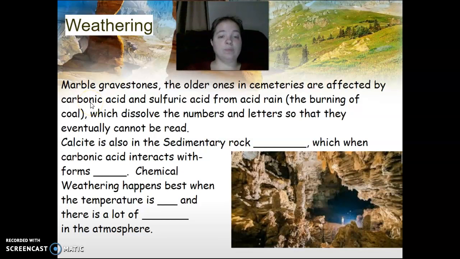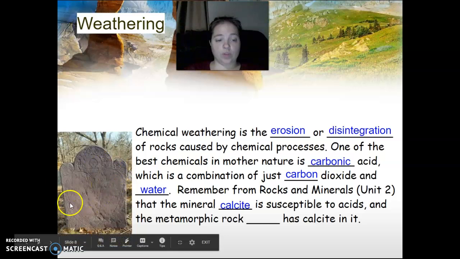That's a marble gravestone. The older ones in cemeteries are affected by that carbonic acid or sulfuric acid, and this is from the acid rain, which derives from burning of coal, which is why burning of coal is not the best way to produce energy, because it causes all this acid rain and it acidifies the environment, which causes lots and lots of problems. So you saw that it dissolved the numbers and letters on these marble tombstones, these gravestones, so you can't read them anymore.